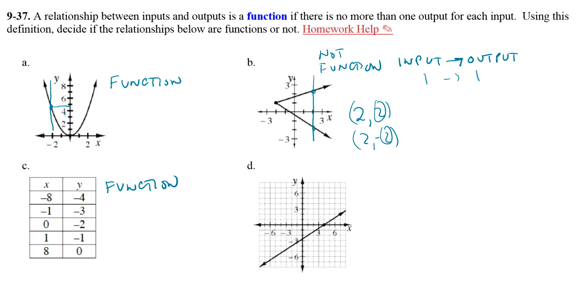All right, in D, again, this is another problem. It's a line. So when you draw any vertical line along here, for every x value, you get one y value. So this is a one-to-one relationship. So D is a function.